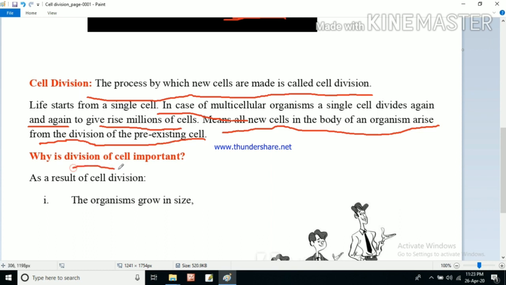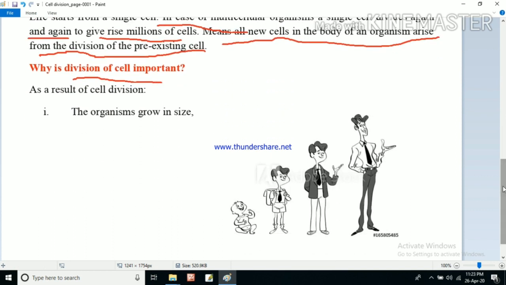So why is cell division important? Why is it necessary? Here we will see. The division of cells is important for many purposes. Here I have given only three main reasons. As a result of cell division, what occurs? The organisms grow in size.